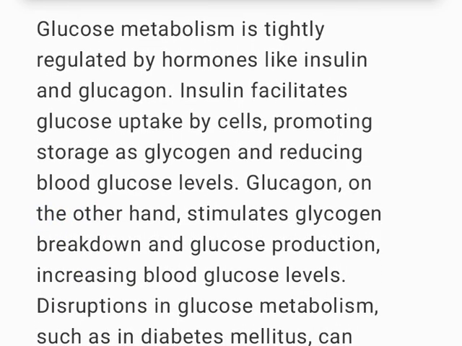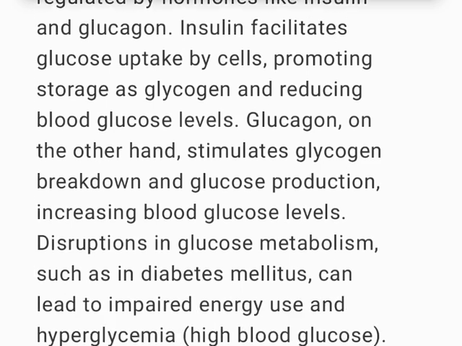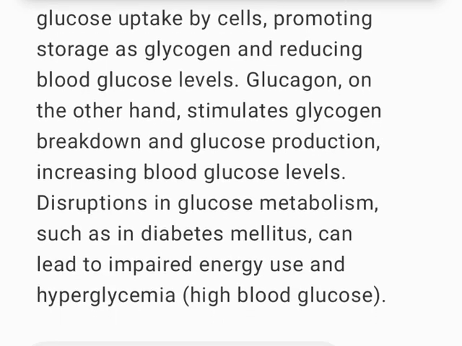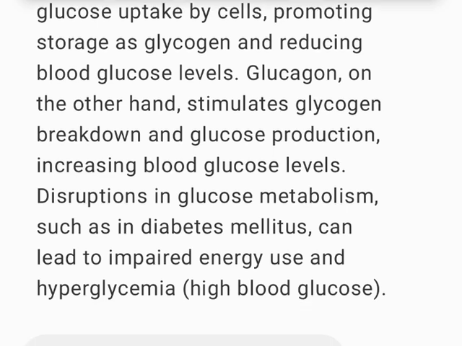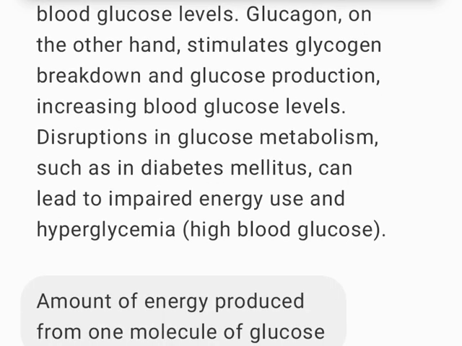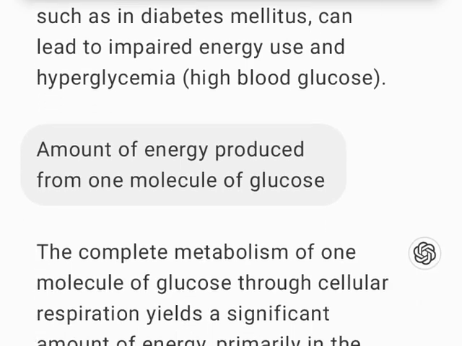Glucose metabolism is tightly regulated by hormones like insulin and glucagon. Insulin facilitates glucose uptake by cells, promoting storage as glycogen and reducing blood glucose levels. Glucagon, on the other hand, stimulates glycogen breakdown and glucose production, increasing blood glucose levels. Disruptions in glucose metabolism, such as in diabetes mellitus, can lead to impaired energy use and hyperglycemia, high blood glucose.